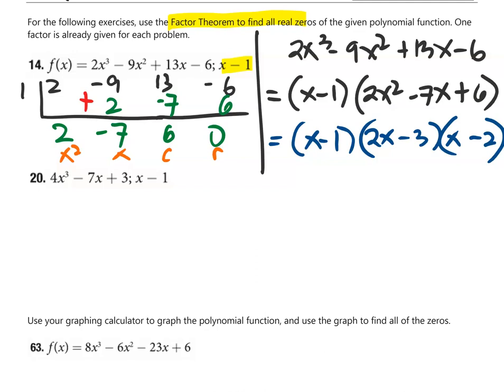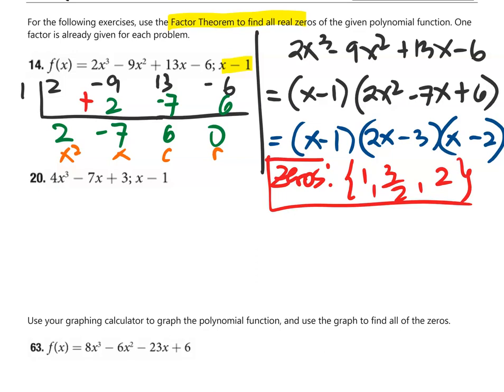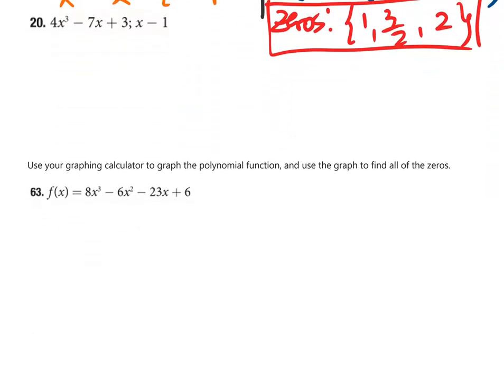The zeros are x minus 1, so that's 1. 2x minus 3 is 3 halves. And x minus 2, that is positive 2. Okay, next.